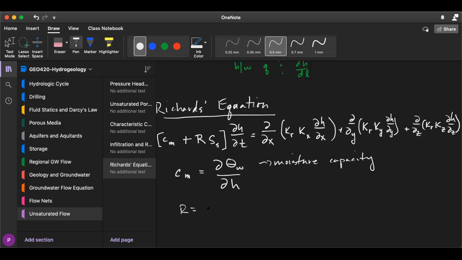R is my saturation. So that was volume of water over volume of voids. And S sub S is the normal specific storage: rho water g times beta sub water plus n, oh no, beta sub porous media.